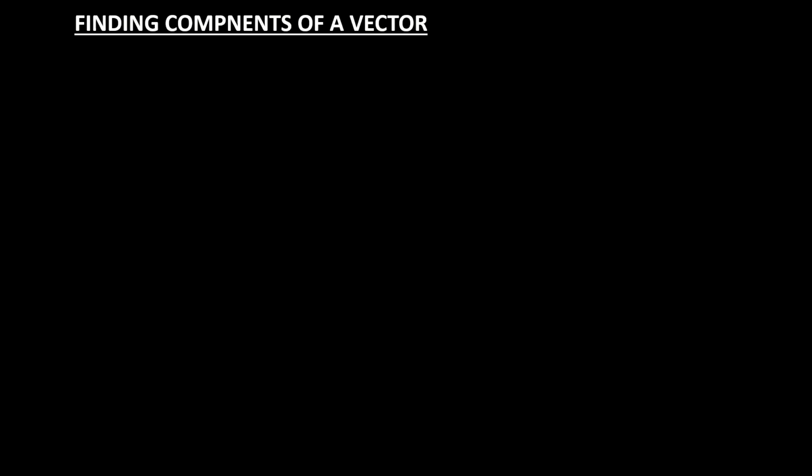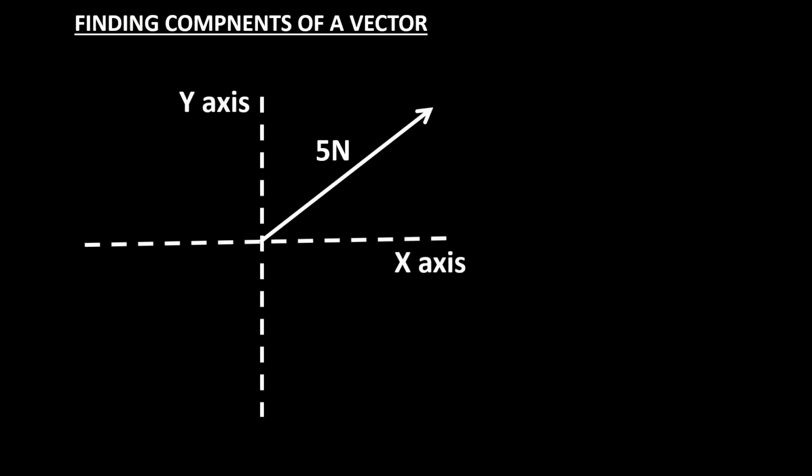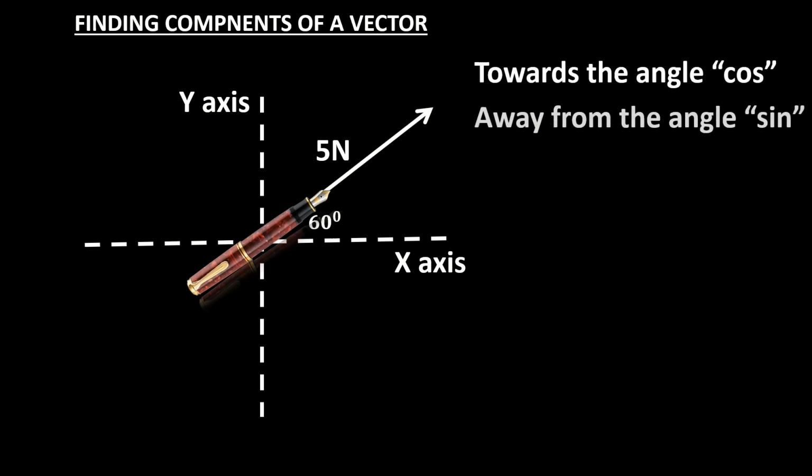So consider this vector of 5 newtons. It has two axes, x and y. It makes an angle of 60 degrees with the x-axis. To find its x component, keep your pen on the vector like this. The tip of the pen must point towards the arrow. Now there are two things you must remember. A simple thing: towards the angle, cos; away from the angle, sine.